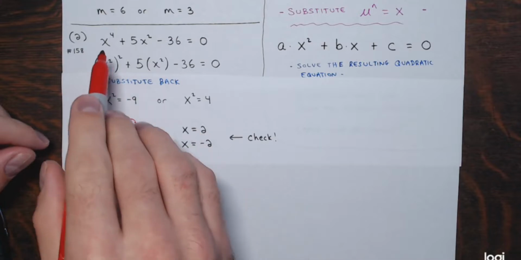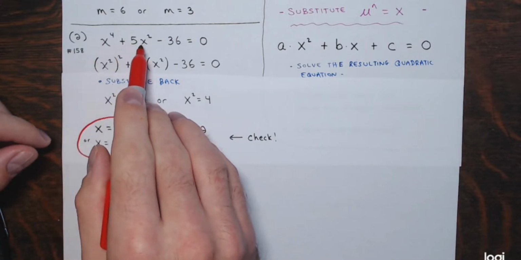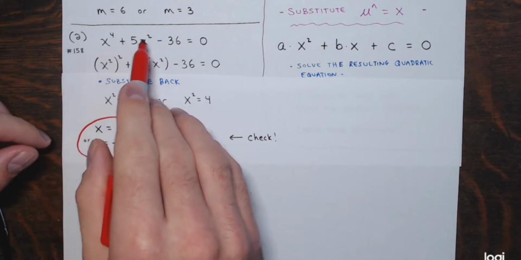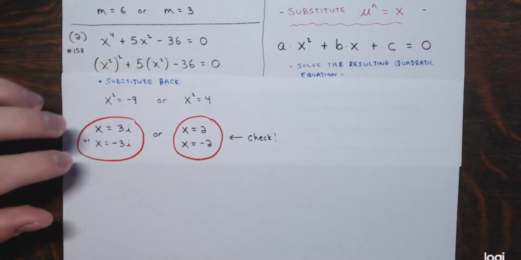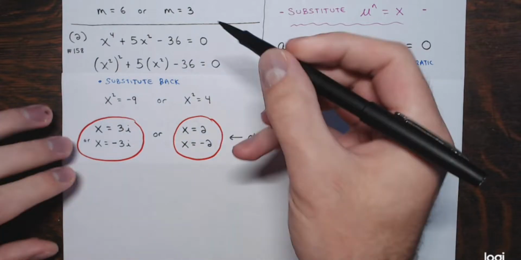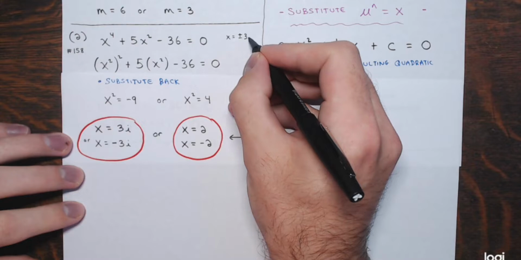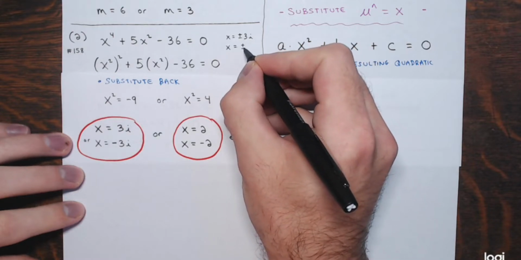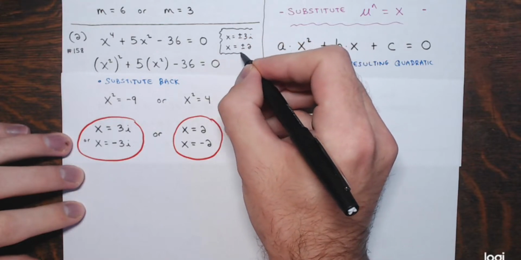Plugging in 2. 2 to the fourth is 16. 2 squared is 4. 4 times 5 is 20. 20 plus 16 is 36. 36 minus 36 is 0. Both of these work as well. You have 0 equals 0. So we have 4 solutions. Right? x equals positive or negative 3i are solutions, and so are positive or negative 2. Right? So there are, again, 4 solutions here.